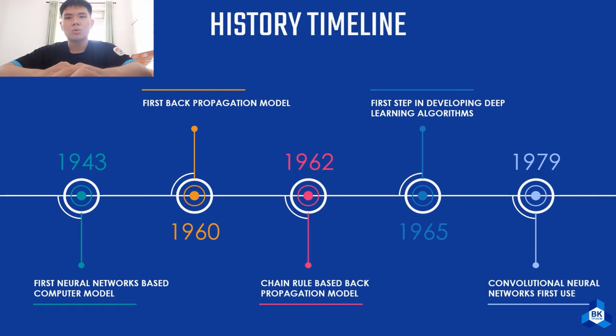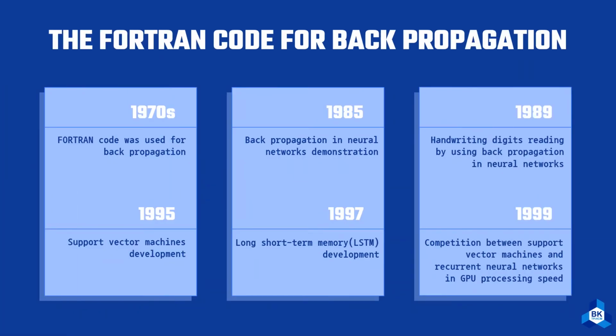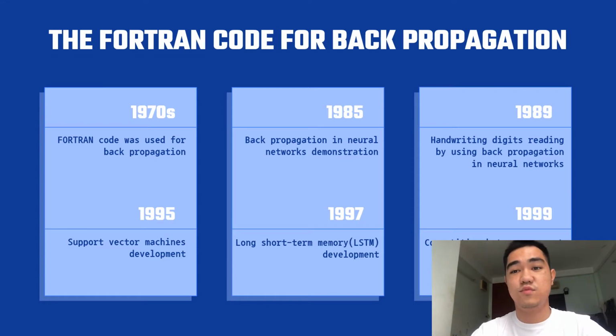Convolutional neural networks were first used by Kunihiko Fukushima, who developed an artificial neural network called Neocognitron in 1979, which used a multi-layer and hierarchical design. And then there was a leap when Fortran code was used in backpropagation in the 1970s. In 1985, Chen and Williams demonstrated backpropagation in a neural network using Fortran code.